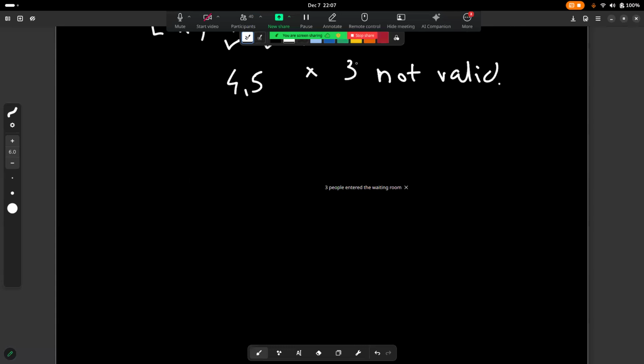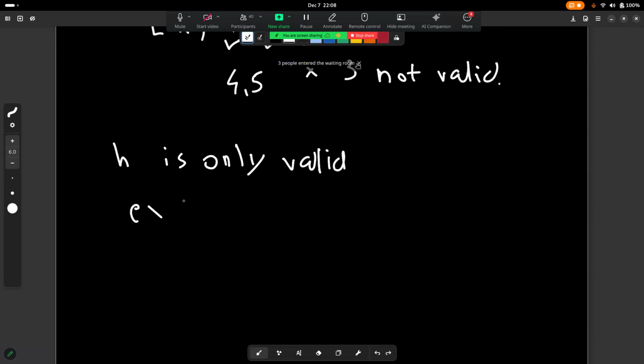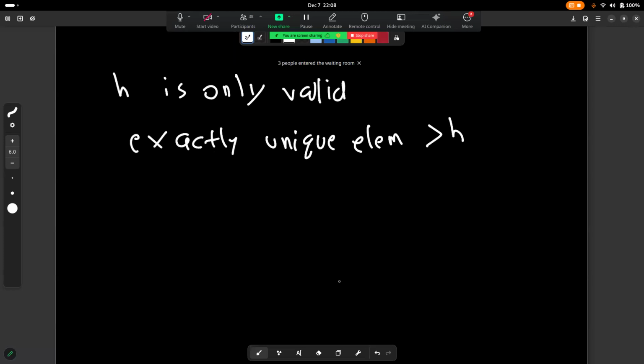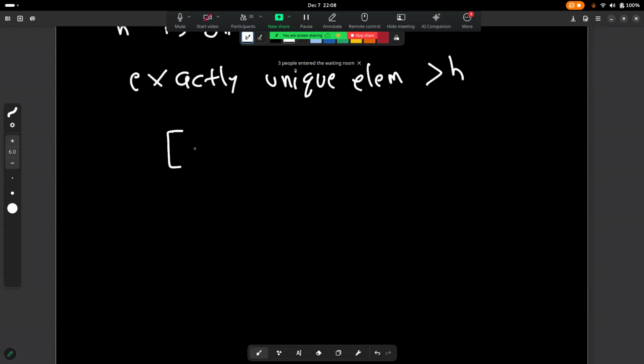Basically, h is only valid when there is exactly one unique element which is strictly greater than h. And the operation we are given says that, for example, we have this array 2, 4, 5, 5, and 5. Now we can choose a valid h.